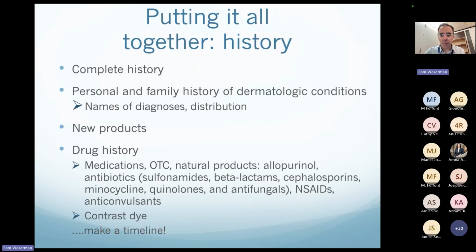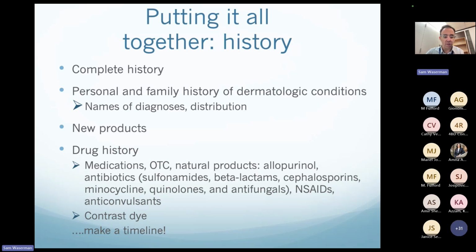So putting it all together, in terms of the history, a complete history: past medical history, medications, allergies, etc. Personal and family history of dermatologic conditions, so names of diagnoses if they don't remember that, distribution, any new products they used, drug history, medications, not only prescription ones, but also over-the-counter, natural products, most common medications: allopurinol, various antibiotics, NSAIDs, anticonvulsants, contrast dye.